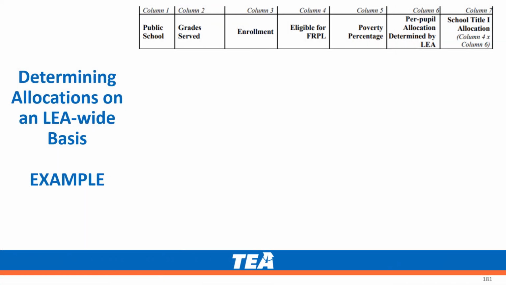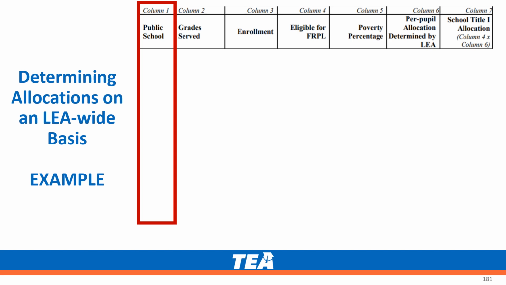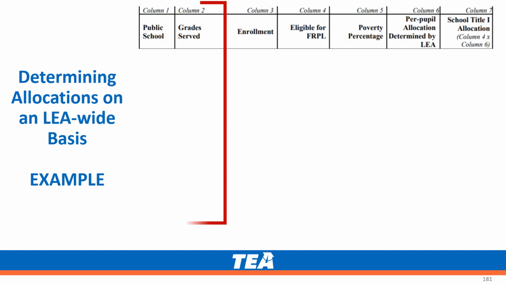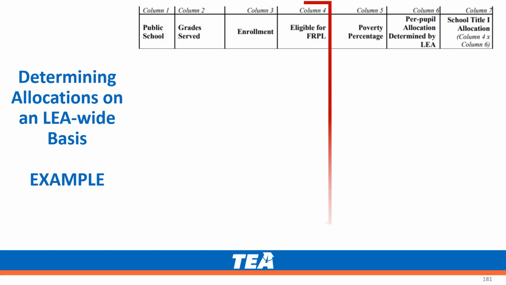In this example, we will be taking a look at determining allocations on an LEA-wide basis. The information in the table will contain the following information. Column 1 will include the campuses listed by a letter of the alphabet. Column 2 will include the grades served. Column 3 will include the enrollment for each of the campuses. Column 4 will include the number of students eligible for free and reduced price lunches for each of the campuses, which is the measure of poverty that this LEA chose to utilize.